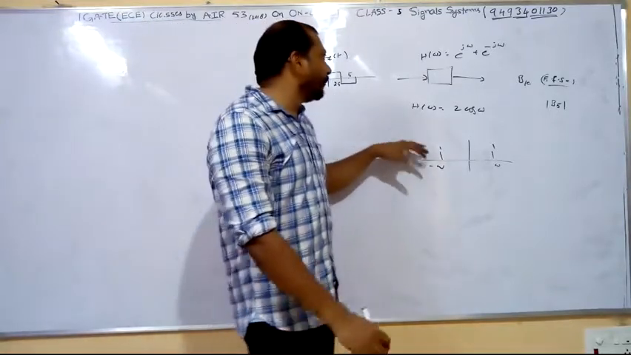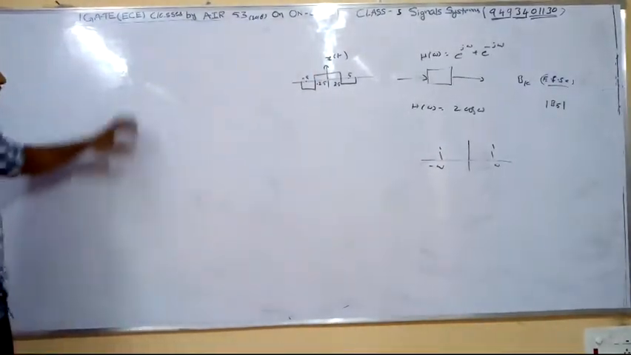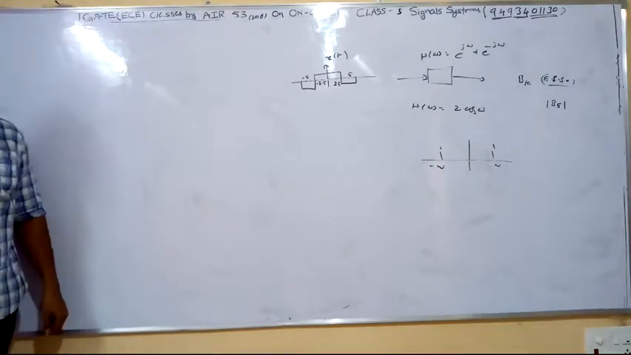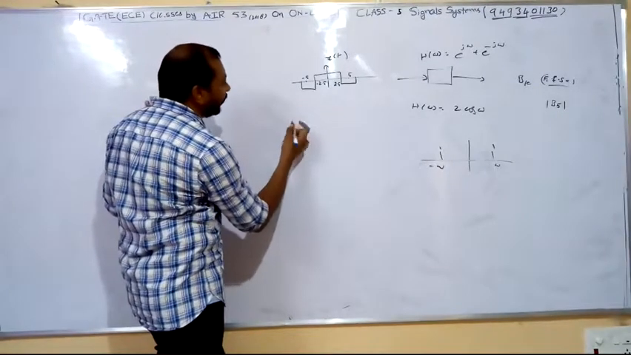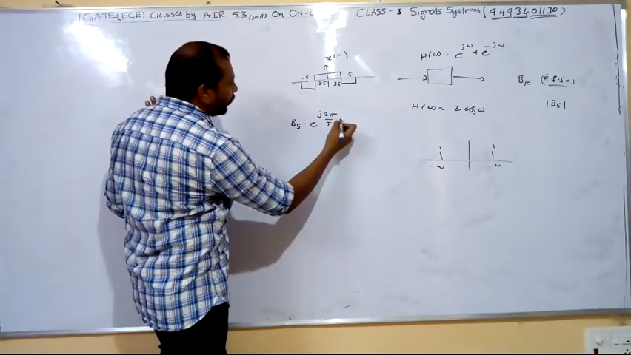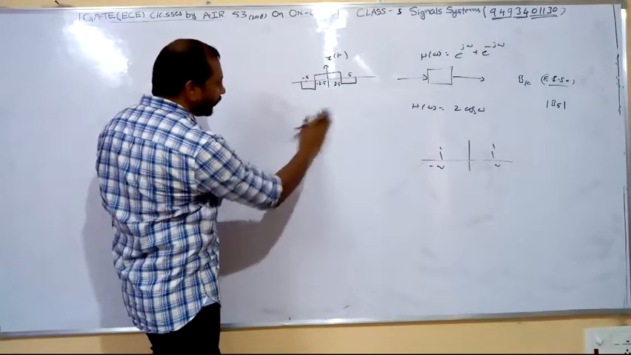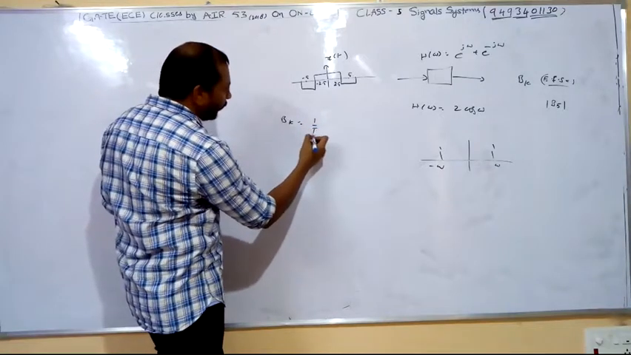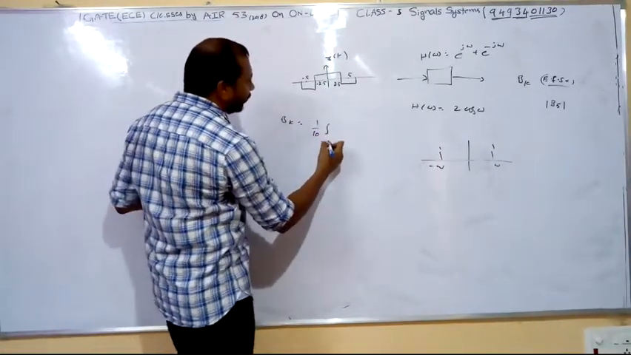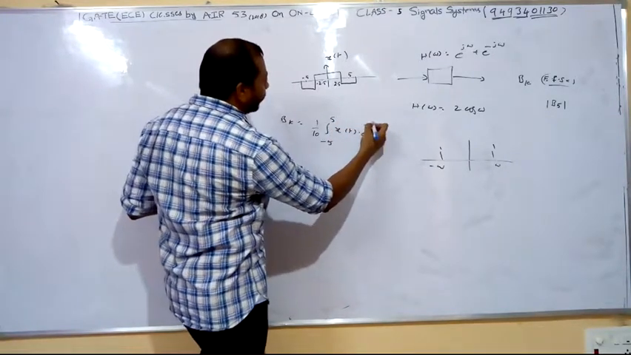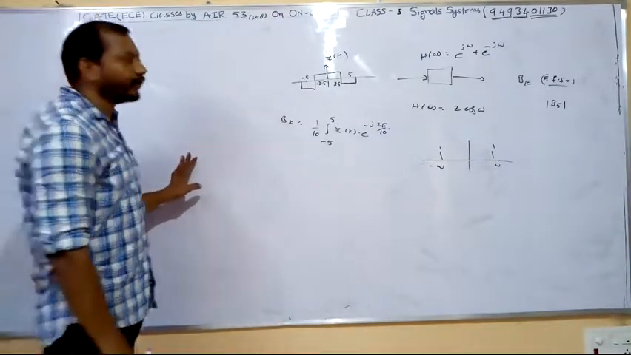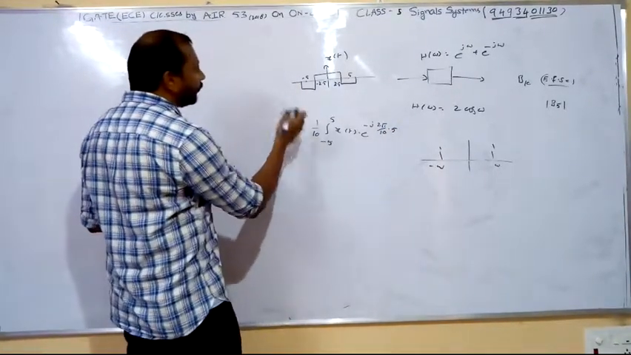Here the corresponding output is simply the multiplication of the spectrum C_k and the spectrum H of omega. So B5 in the input signal is B5 into e to the power j 2 pi by T into some magnitude. The corresponding B5 by your formula is 1 by T naught integration from minus T naught by 2 to T naught by 2. Writing directly, 1 by 10 integration from minus 5 to 5 of x of t into e to the power minus j n omega naught t, where n equals 5 since they are concentrating on B5.